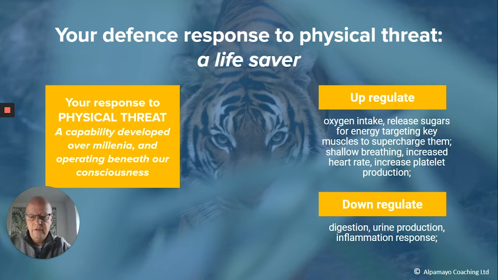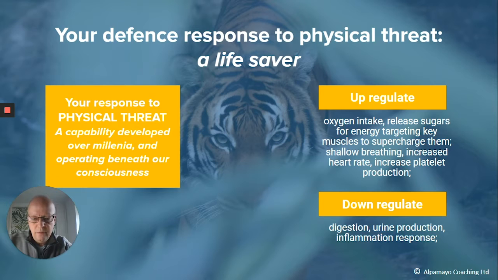So first then, physical threat. So the first thing to say about this is it's an absolute lifesaver. Our responses to physical threat is something that occurs beneath our level of consciousness in a split second in relation to when we first realize that threat. And I hope, of course, that the vast majority of us have not truly experienced a physical threat. The truth is that some people have, and some people have experienced them on a regular basis. The reason for their survival will be their immediate response, both physically, emotionally, and cognitively, to that threat.